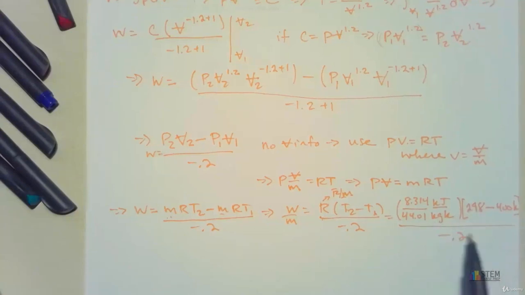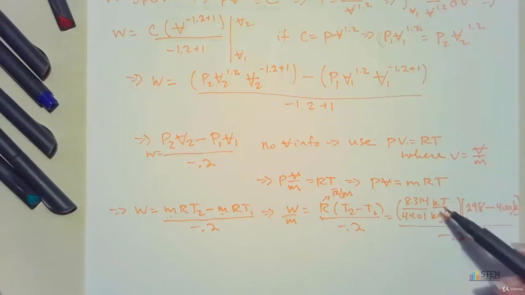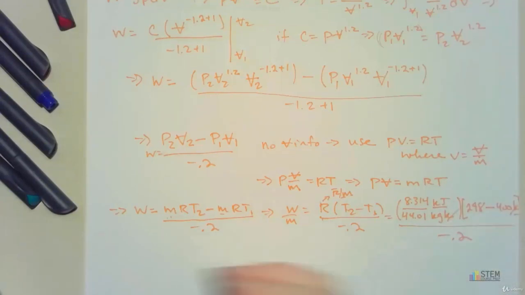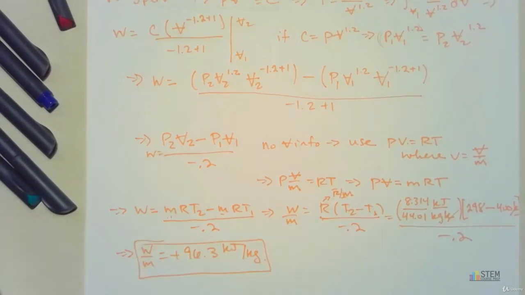Almost done. So now simplify all this. Pay attention to your units. Kelvins go away. You are left with kilojoules per kilogram. Exactly what we wanted. So now W over M is plus 96.3 kilojoules per kilogram. So now we got part B done. Took us a while to get there, but we finally got it.